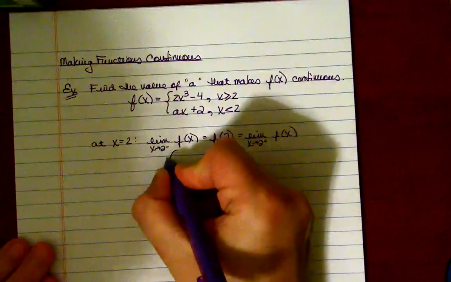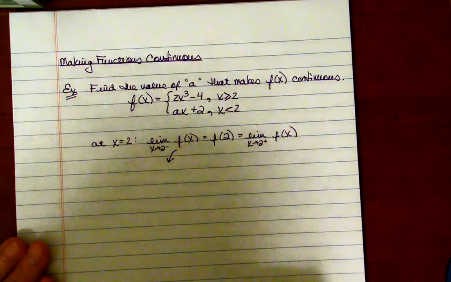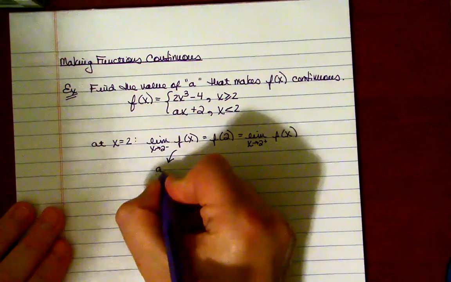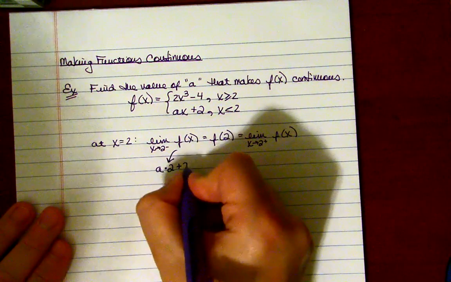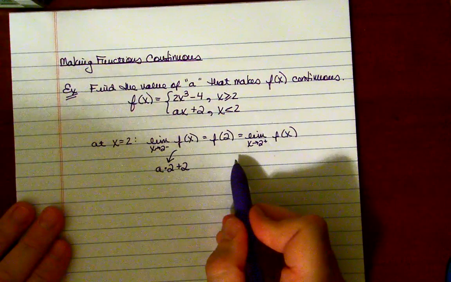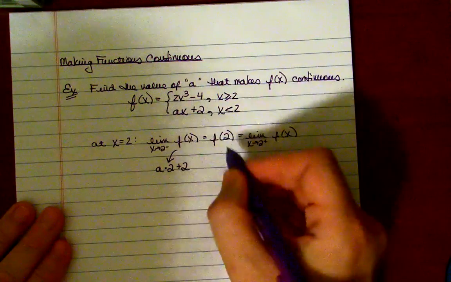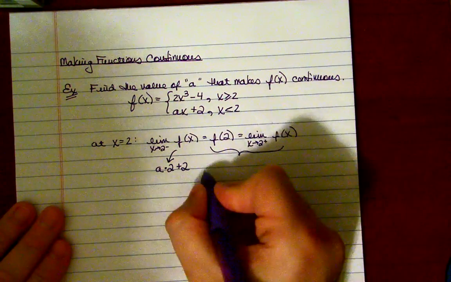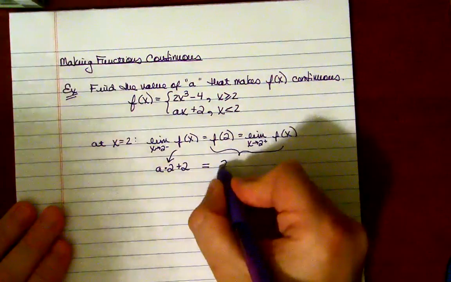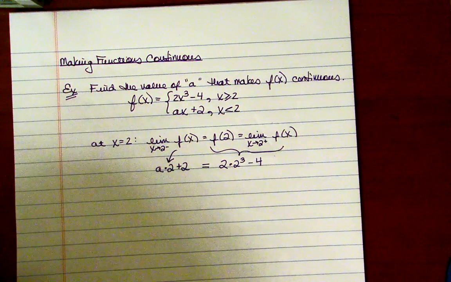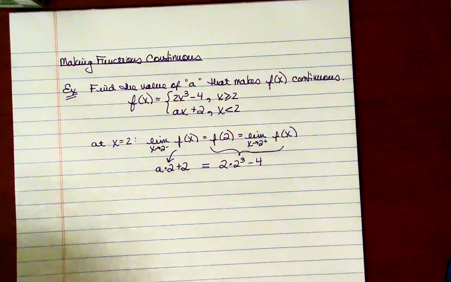The limit as x approaches 2 from the left of the function means plugging 2 into that bottom piece. I'm going to get a times 2 plus 2. F of 2 and the limit as x approaches 2 from the right of the function both involve me plugging into the top piece. I'm just going to deal with these in the same way. And I'm going to say this is 2 times 2 cubed minus 4. Well, all you have left to do now is go solve the equation. So do it. Go solve. Tell me what a is.